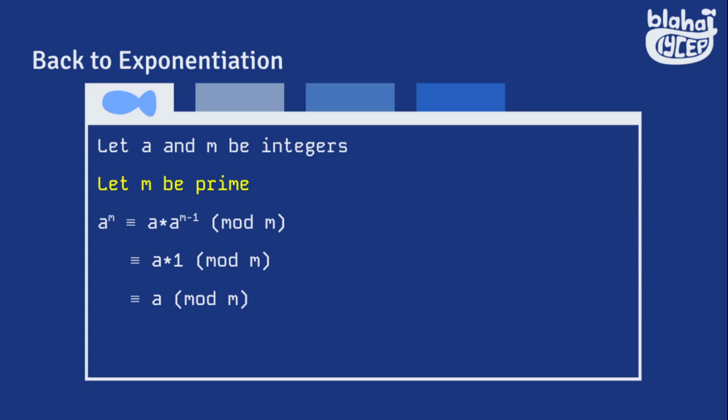After that, we simplify. We do a times, what's a to the power of n minus 1 modulo n? 1. Yeah. a times 1, and that is just a. So to answer our question from before we went into Fermat's little theorem, if n is prime, a to the power of n is congruent to a. So that answers our question.